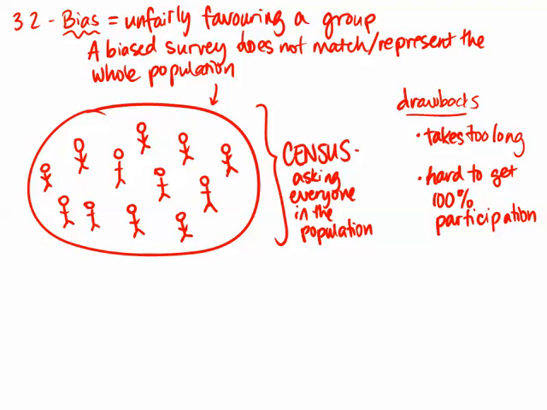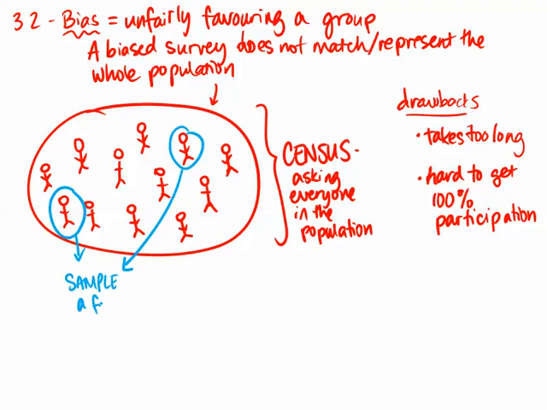And a sample might look something like this, where I randomly just take this person and maybe this person and ask them questions instead. And I ask them a survey. So that means I take a sample of my population. A sample means a few or part of the whole. And this is supposed to represent everybody. A good survey is such that the sample represents the whole population.